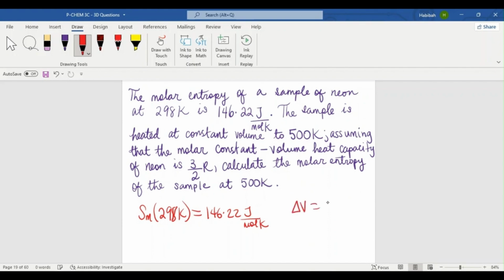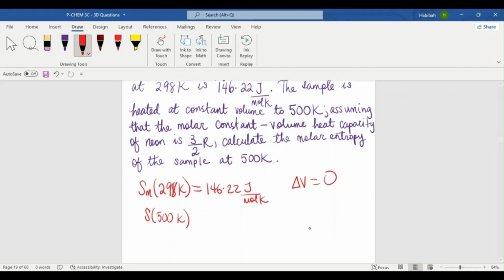Okay, so the change in V is equal to 0, meaning throughout the entire process, the volume is going to be the same. And we also know that they said that the sample is heated. So it's an increase in temperature. So it's increased to 500 Kelvin. Assuming the molar heat capacity at constant volume of neon is 3 over 2 R. So that would be C_V,m is 3 over 2 R, which is the same thing as 3 times 8.3145 joule per mole Kelvin divided by 2.